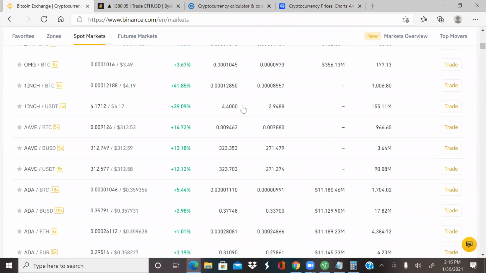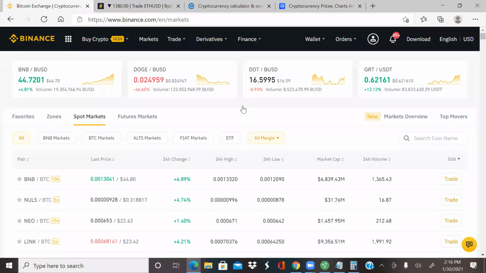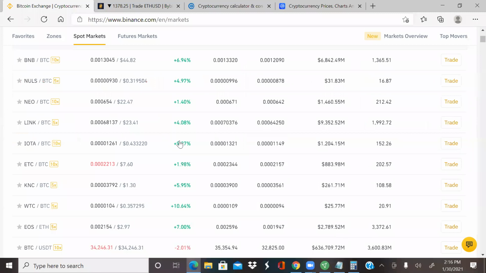So I'm going to show you now. I haven't done that. Then you go to a coin that you already have. Don't forget, you must already have the coin in your spot wallet. Let's say Bitcoin. That means you have moved some Bitcoin to your account already. Well, I have some ETH in this account.